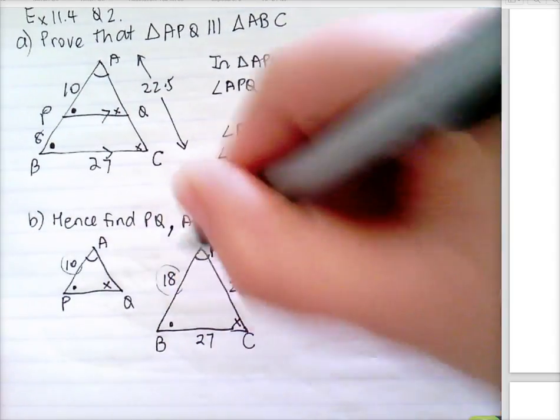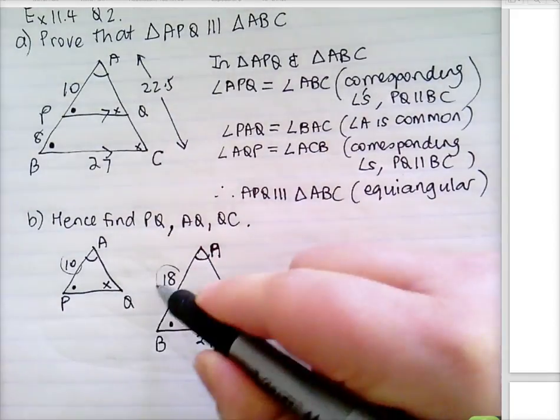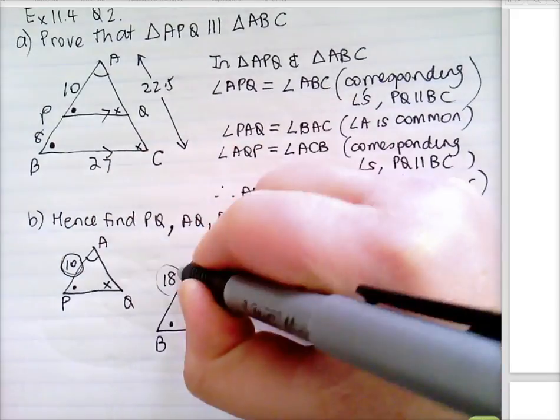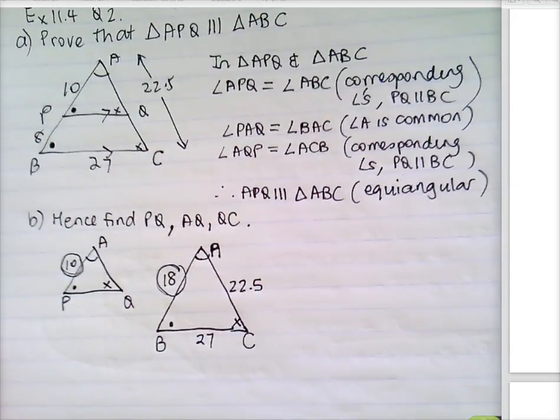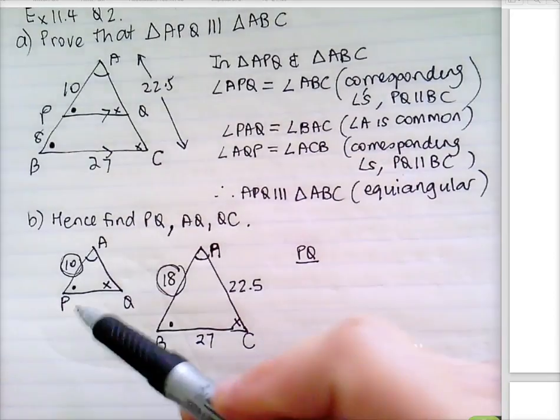See how 10 and 18 are a match? Why? Because we've got arc dot, arc dot. So 10 and 18 are a match here. So we are able to find the other side lengths because of this. So first one, let's find PQ. So we write that one first. What's PQ's matching side? 27.